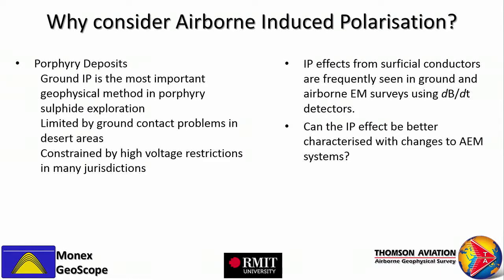If you're doing ground surveys, you do have some issues. You do have contact problems in desert areas. It's a lot of mobilisation, it's a fair amount of kit. And certainly what's starting to come up in Australia, maybe in the world, is quite significant safety restrictions on using those high voltages. As the transmitters get larger and larger, it's a non-insignificant risk. So if we can fly it and reliably detect IP effects, that's got to be an improvement.